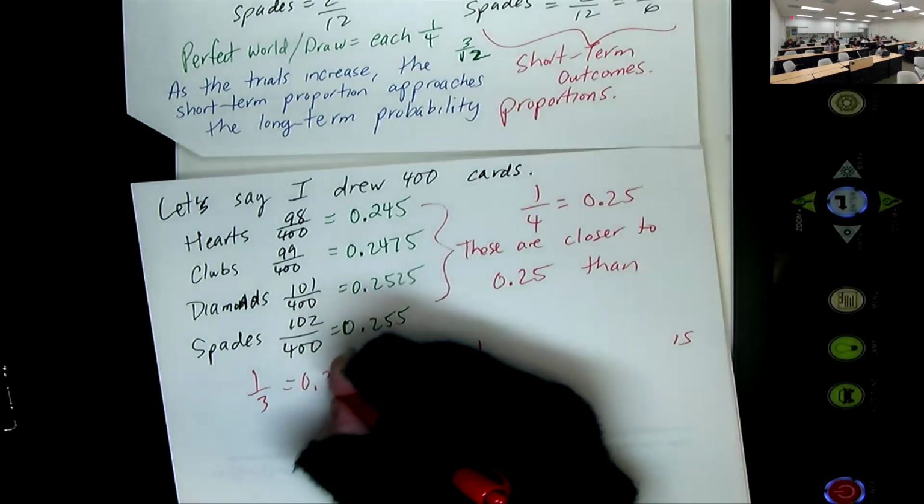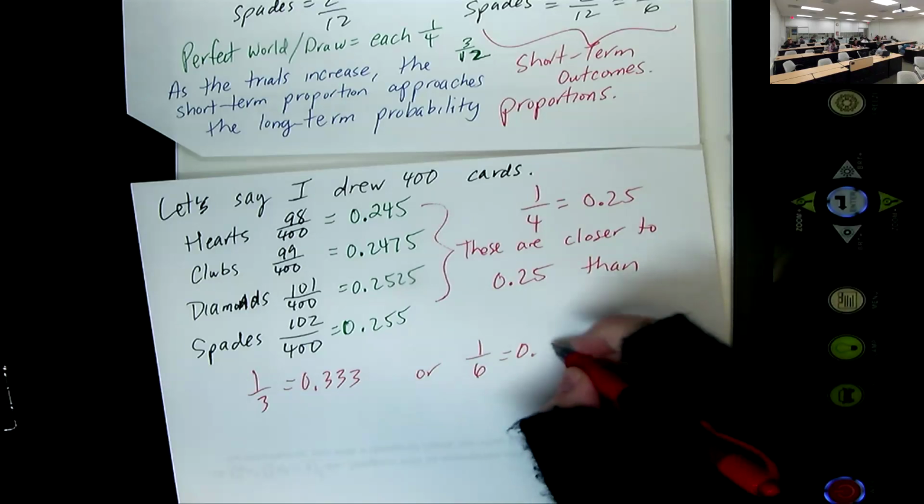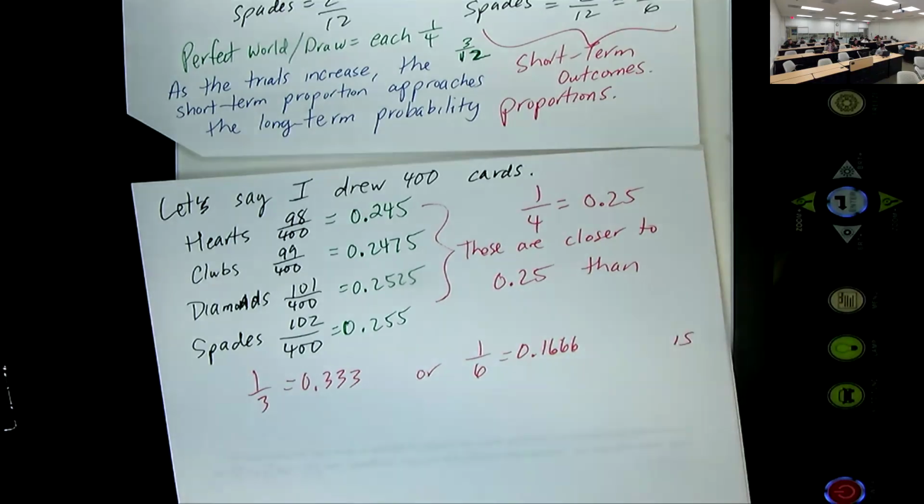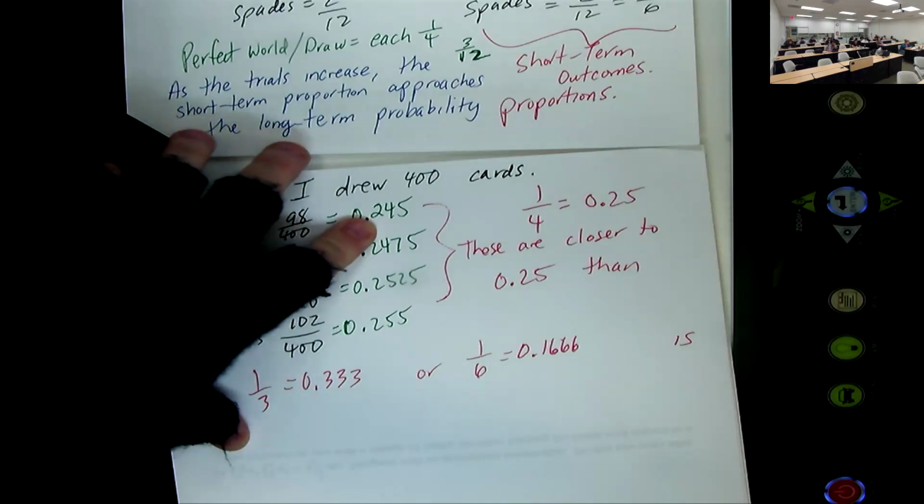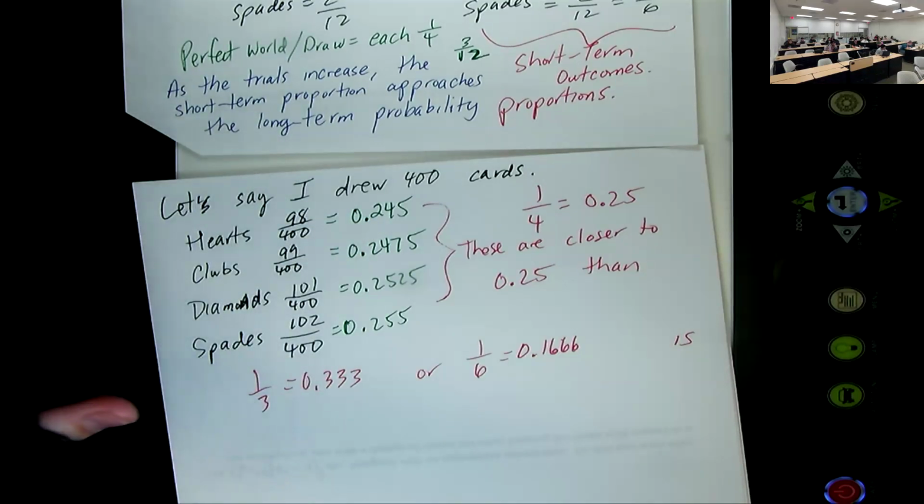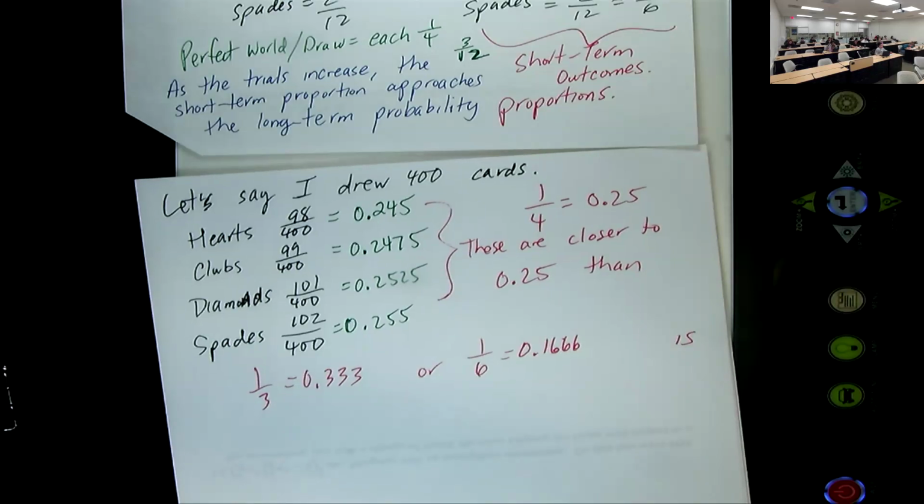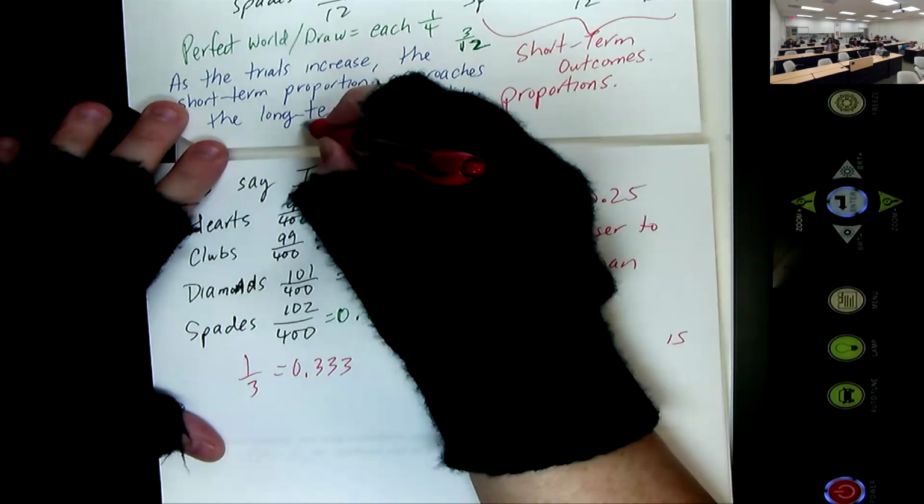1/3 is 0.333. And this is, we cut that in half, 0.167, 666, it keeps going like that. So these are really close to 0.25; to 1 decimal, or 2 decimals, if I rounded, I would get 0.25. On this one, if I rounded, I'm nowhere near 0.25. So the more cards you draw, the closer you approach the long-term probability, or the true probability.